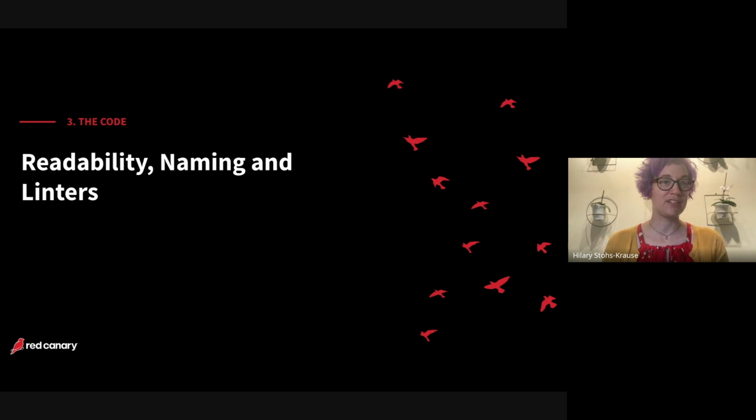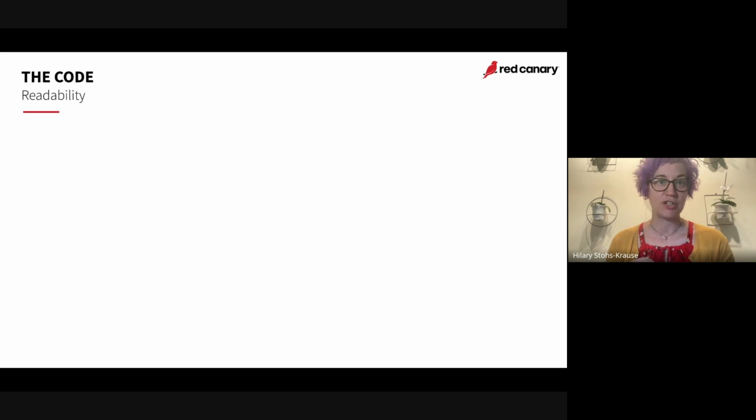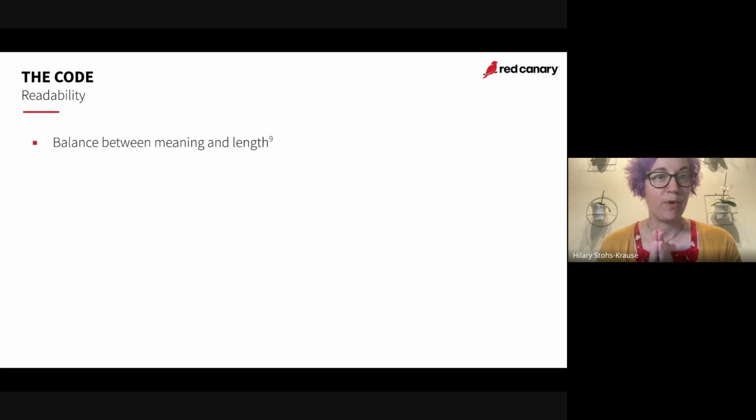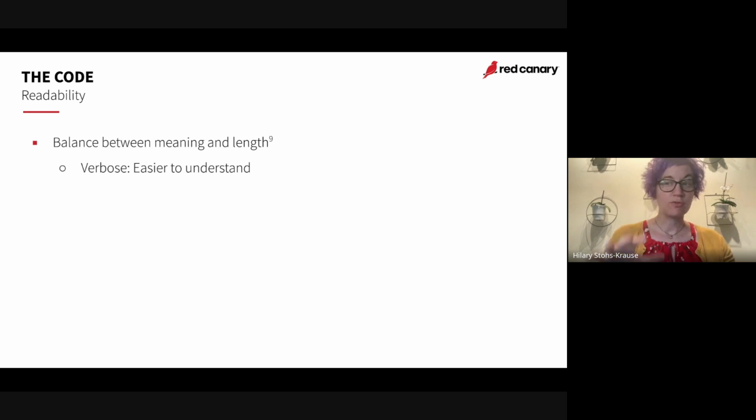All right, going into our code, let's take a look at how we can improve accessibility in our code through readability, naming, and linters. So first, readability. We want to have a balance between meaning and length. A lot of things we're going to talk about, there are trade-offs. So we're looking for where's the happy medium. The more verbose it is, the easier it is to understand. Generally speaking, that's not necessarily true if you have dyslexia or concentration issues.